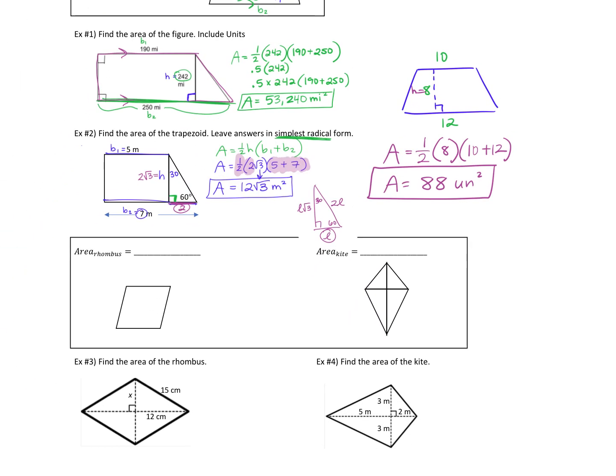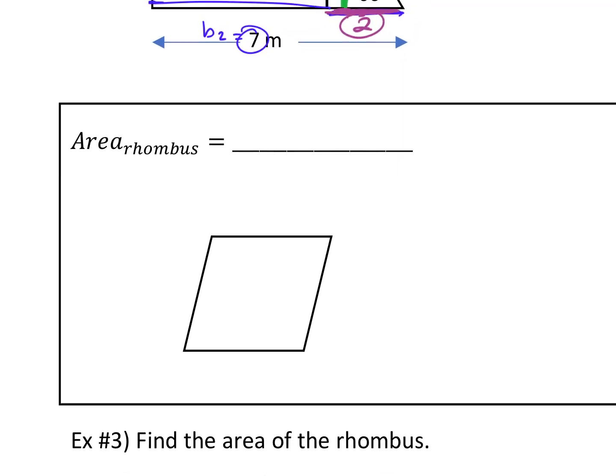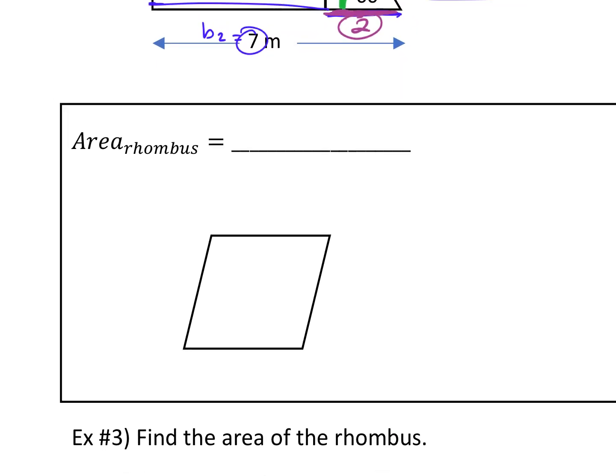Area of a rhombus. Okay, the other two formulas. So that's the trapezoid, and then rhombus and kite are what we're going to do.